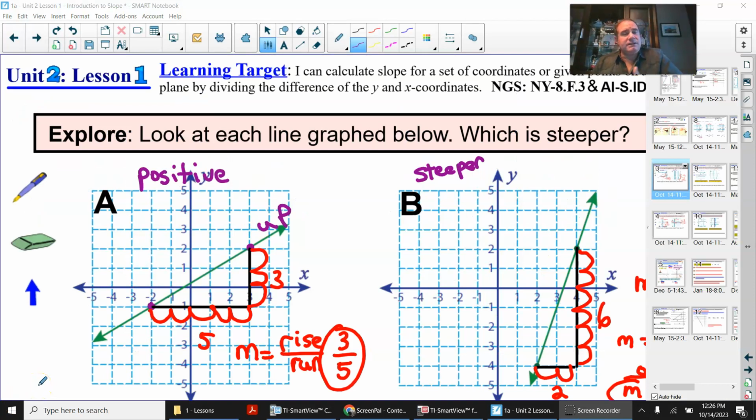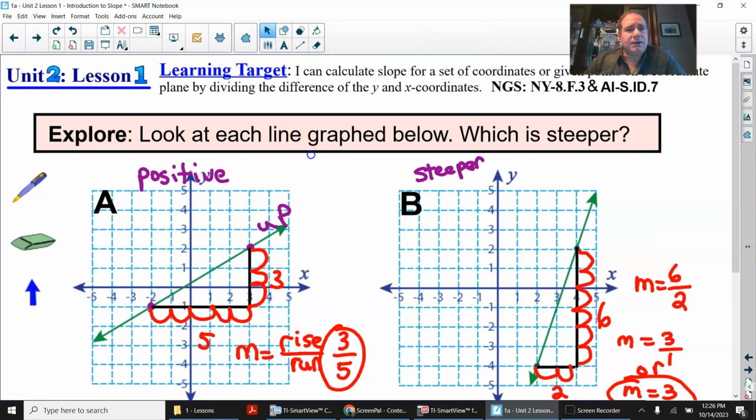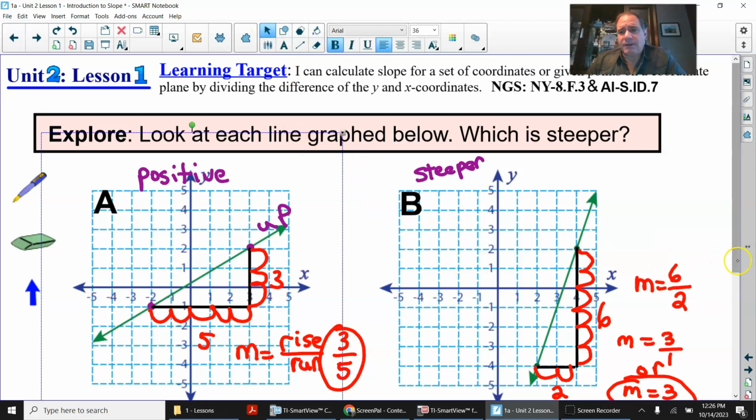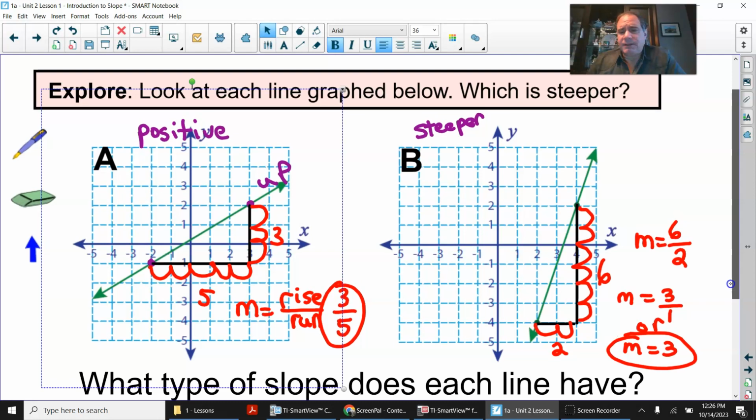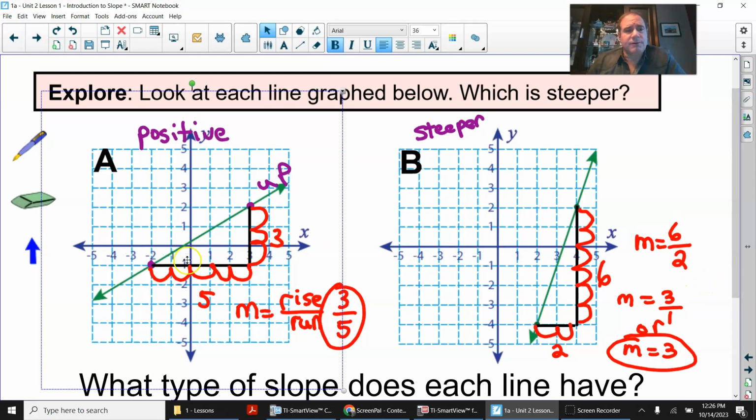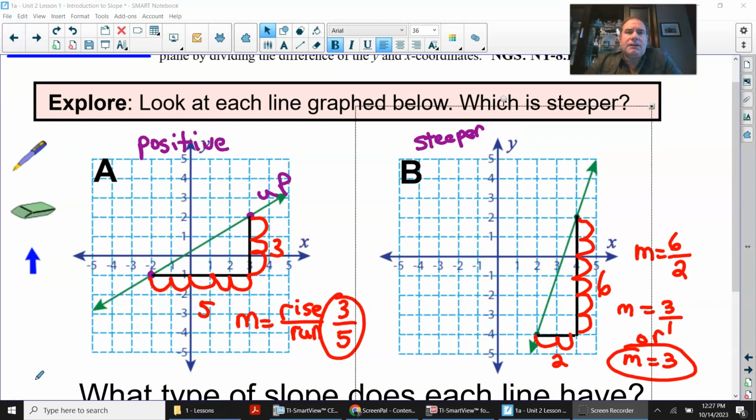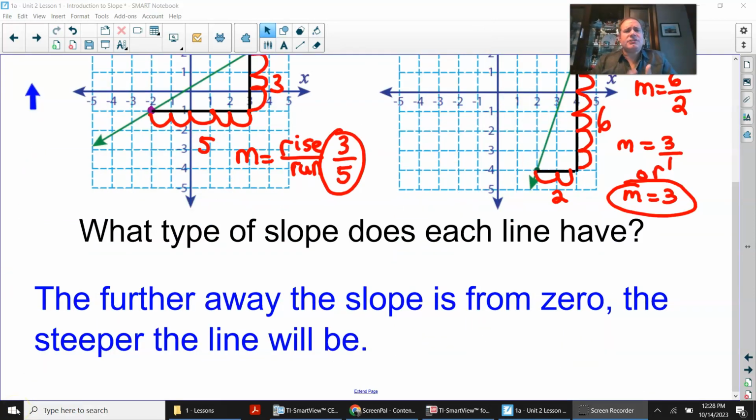Okay, so we did these before. This was the same slide that we had in slide 3. These are the slopes. Hopefully you got those questions correct. Remember the steepness of the line, the connection that you can make between slope and the steepness of the line is that the further away the slope is from 0, the steeper the line is. So this is the connection that we want you to get here.